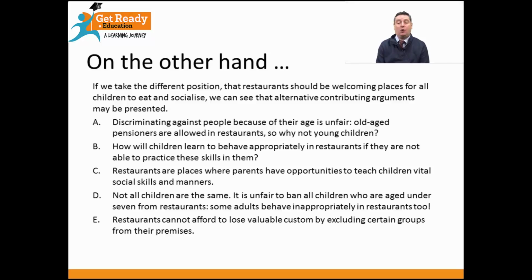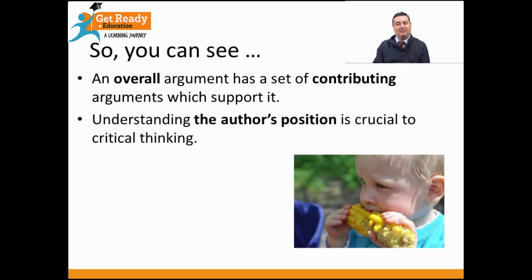D. Not all children are the same. It's unfair to ban all children who are aged under 7 from restaurants. Some adults behave inappropriately too. And E. Restaurants can't afford to lose valuable custom by excluding certain groups from their premises. Can you see that those 5 arguments contribute towards the conclusion that children should be allowed in restaurants after 7? So an overall argument has a set of contributing arguments that support it. Understanding the author's position then is crucial to critical thinking.